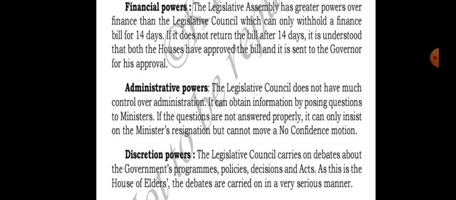That means they can debate about the government programs, as this is the House of Elders, because 30 years is the minimum age required to become a member of the Legislative Council. This house also has another name, that is House of Elders. So the debates are carried on in a very serious manner in the Legislative Council.